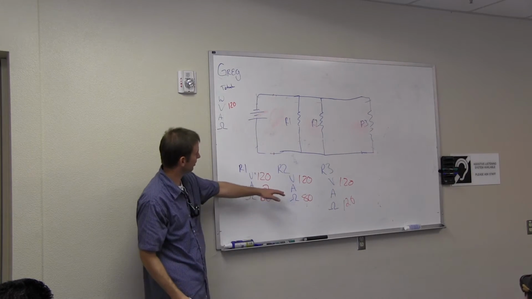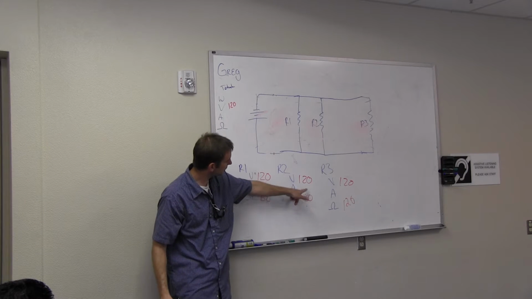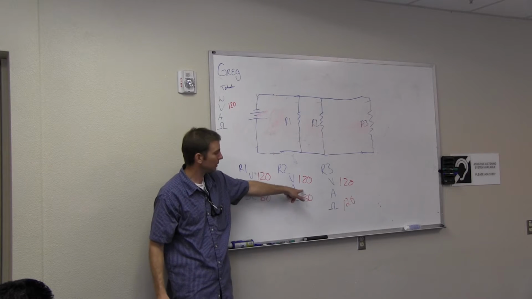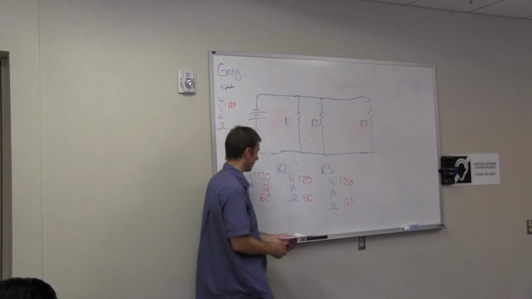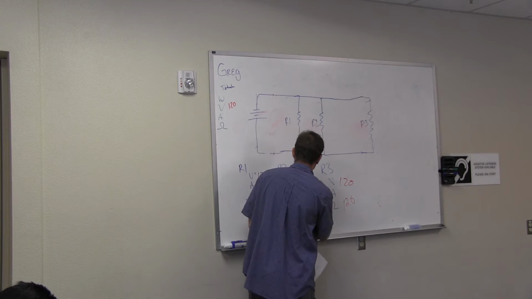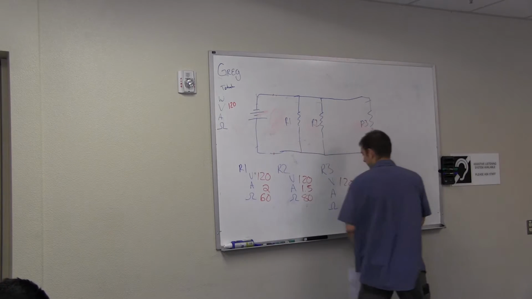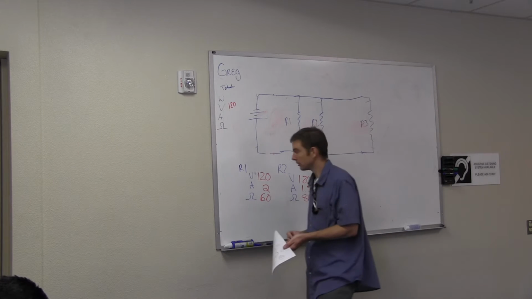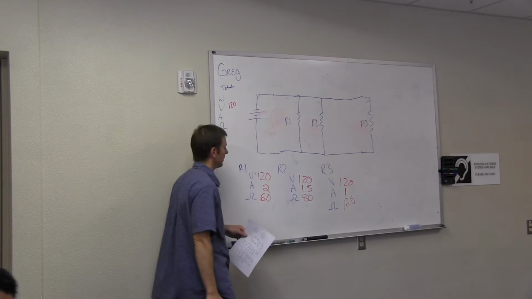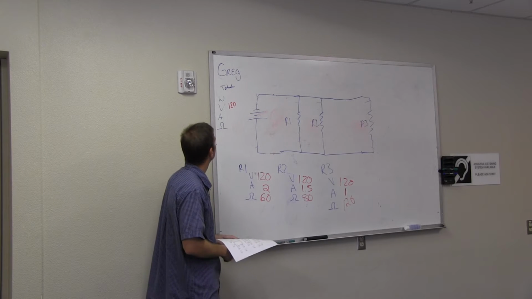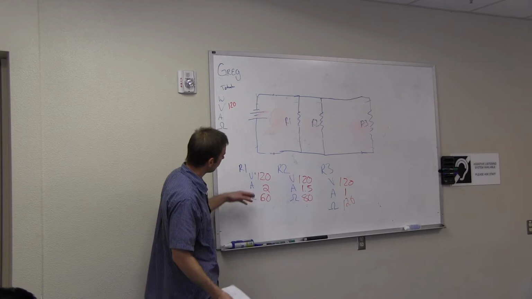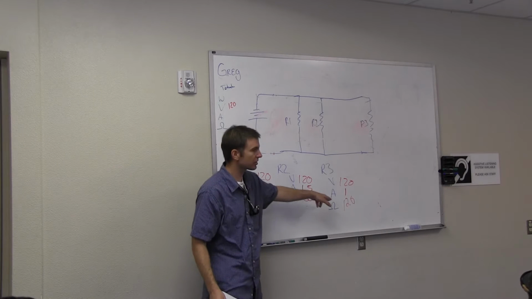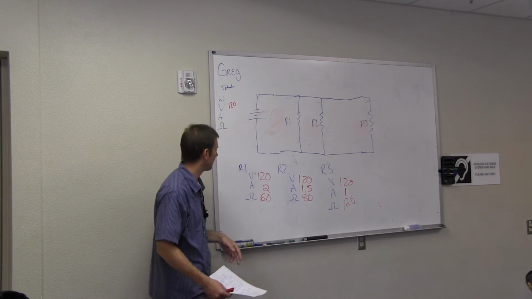Well, let's find out if that's true. We have 120 volts here. We have 80 ohms here. 1.5. John says 1.5. What about the next one? One. Just one? 120 divided by 120 is 1? Good. I might have been able to do that in my head. So now we can see that each of these resistors have a different amount of ampacity on them.